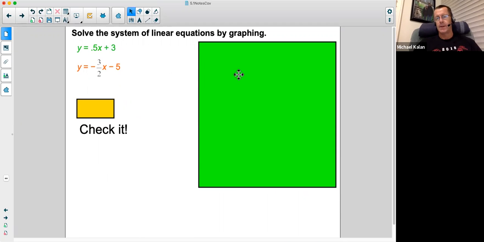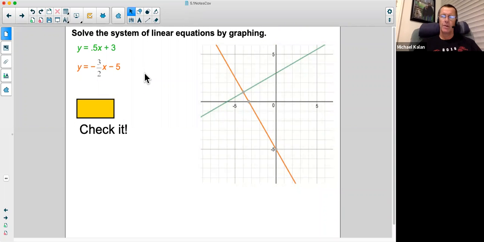All right, I did these both. They're both in slope-intercept form, so real easy to use my intercepts. So for the green one, I went to 0, 3, and then I have a slope of 0.5, which is like 1/2, right? So I could go up 1 and over 2, put a point there, draw my line, or go down 1 and to the left 2, okay? For the second one here, I can go to -5, and then I could go down 3 and over 2, or I could have gone up 3 and over 2, draw my line.